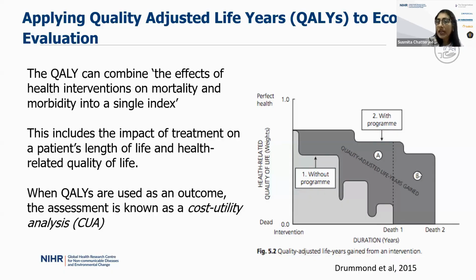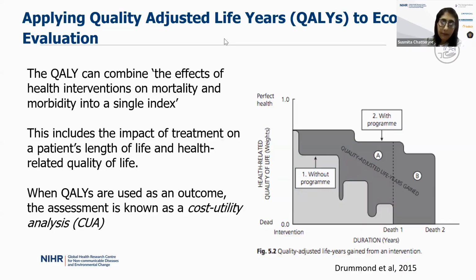And this shaded area, A and B, is like you have more years when you are living, and then you have better quality of life. So this is what QALY actually takes into account. It takes into account the quality of life and death. As I said, it's very similar to DALY, but the opposite thing. Just the indicators are opposite.